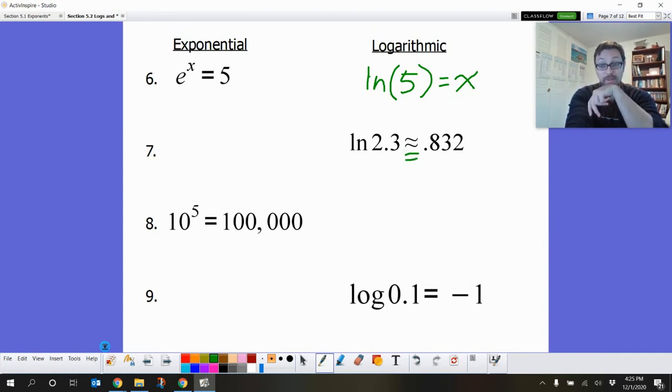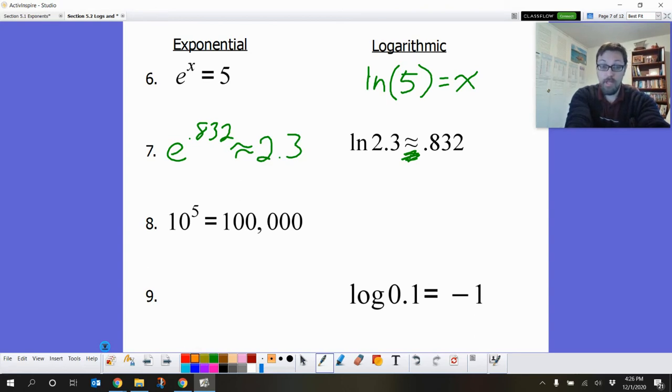Now, a lot of these are going to be gross decimals. They're going to be irrational numbers. e is an irrational number. So we got little squiggly equal lines. If you want to write them, I would encourage you to write them, but I'm not going to be super stickler about them. But this is another natural log, so I know it is e, and its exponent is going to be that other side. 832 is approximately 2.3.